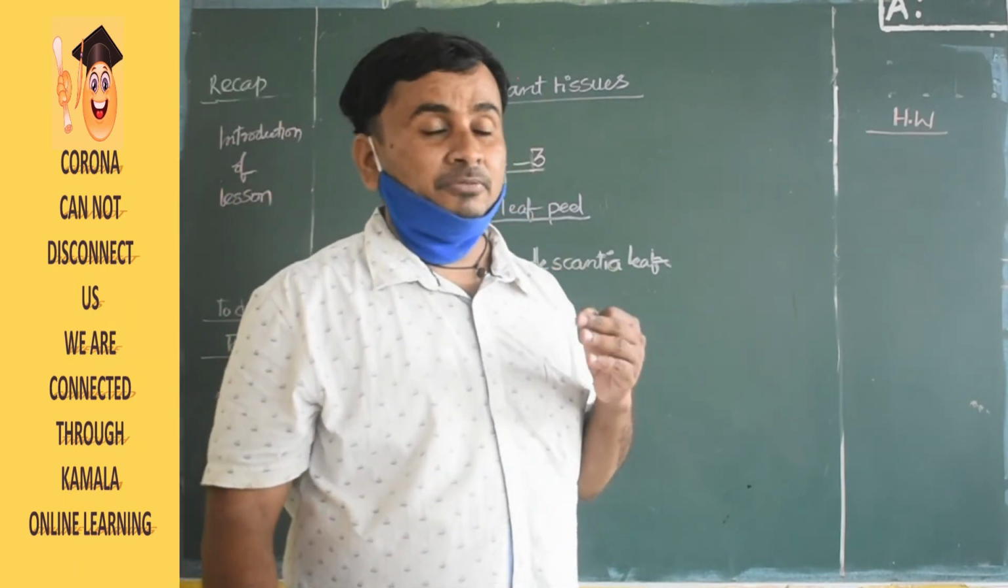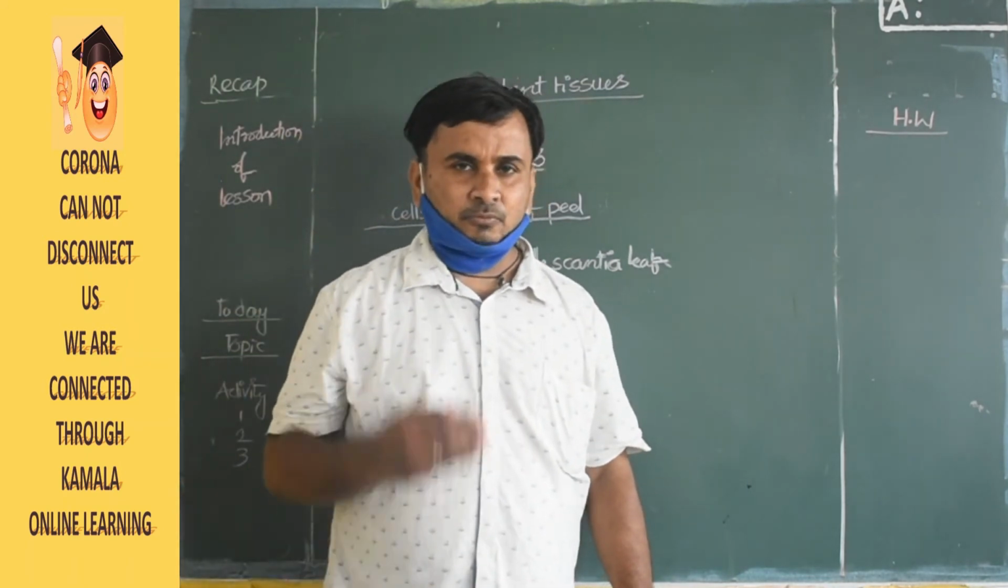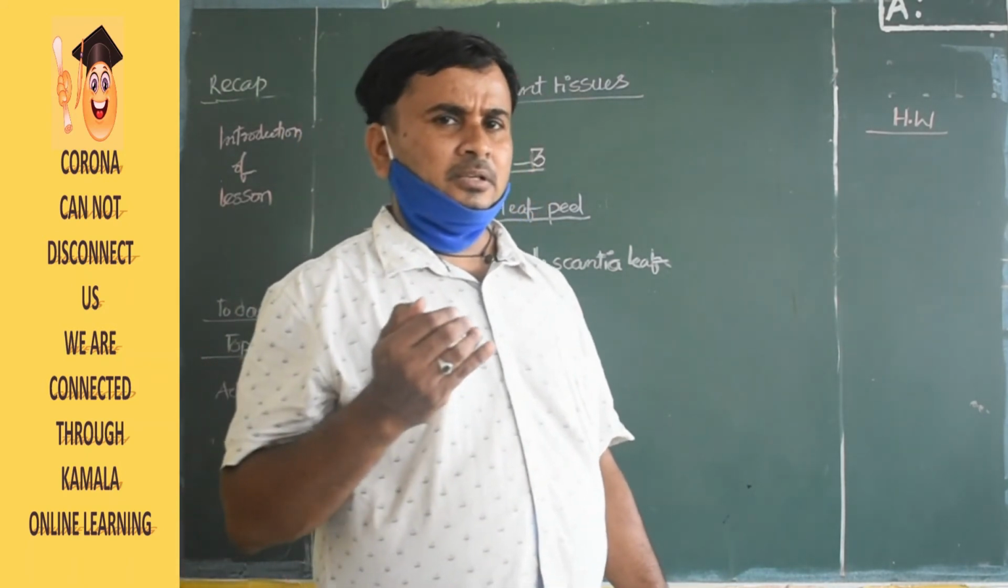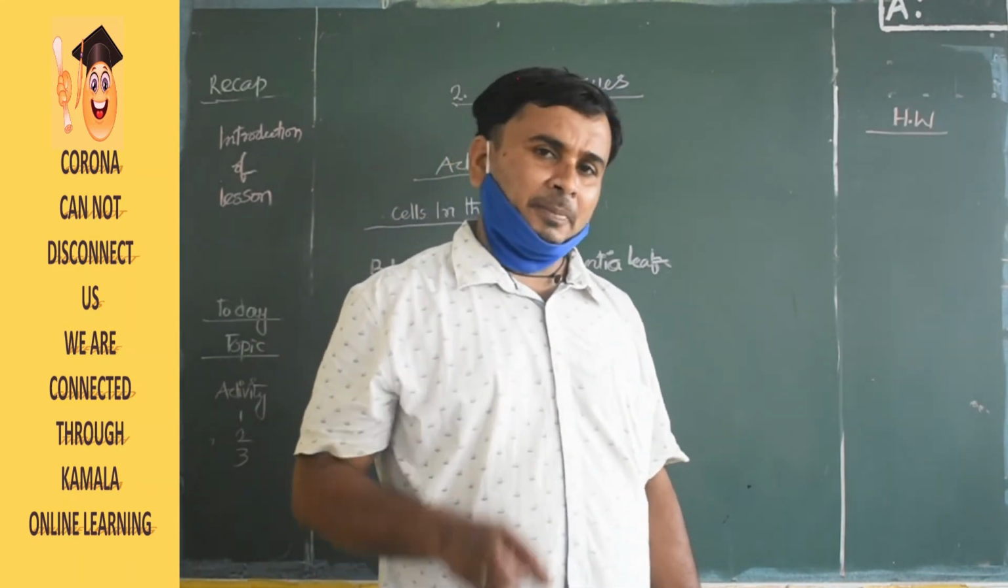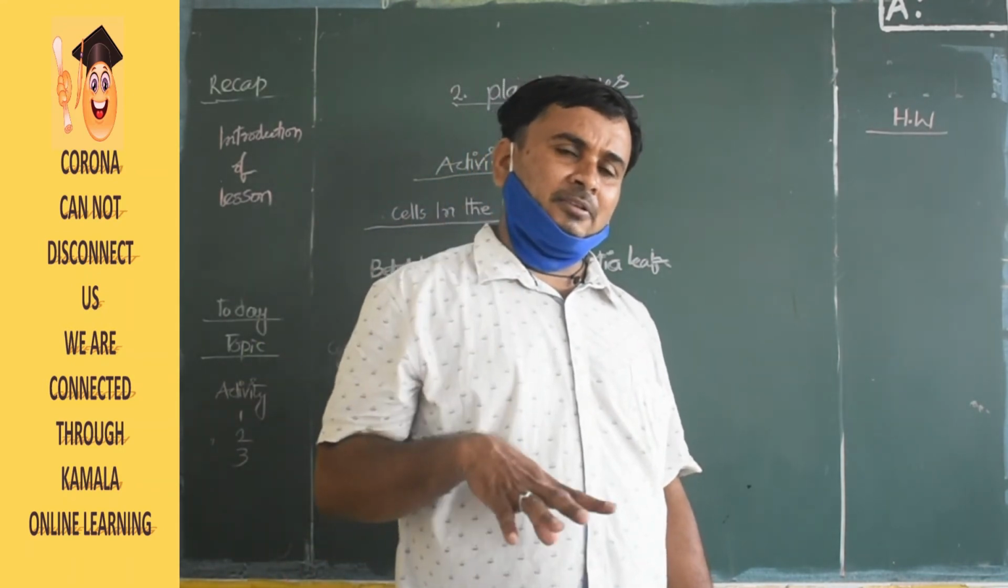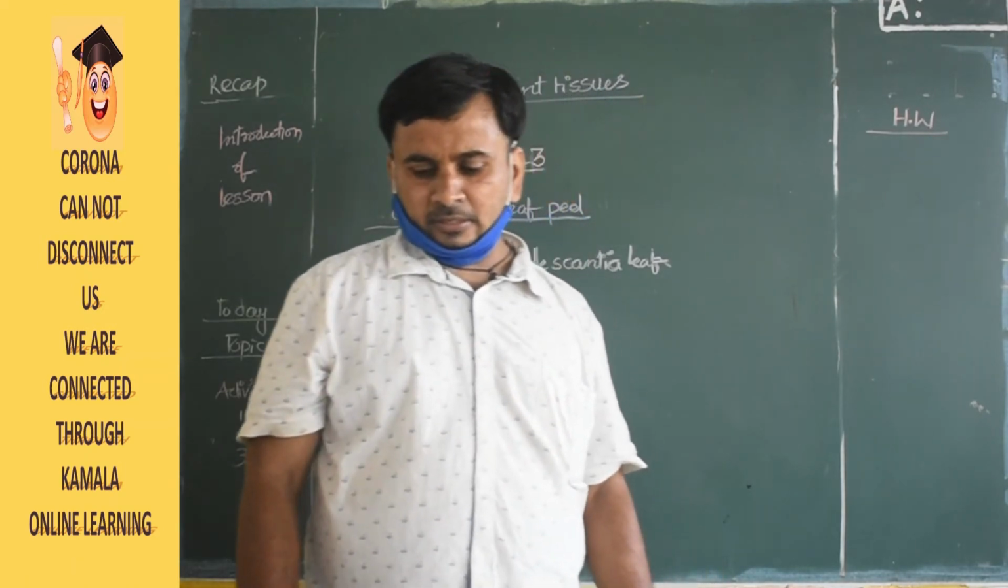The onion cells' function is storage of food. What is the leaf cells' function? The leaf cells will prepare their food. They will prepare the food and give it to the whole plant. They will store it in the fruit and in the leaves. Okay. Next.